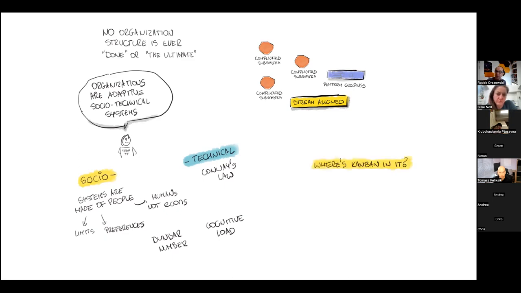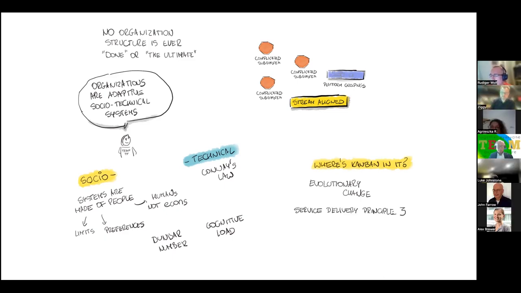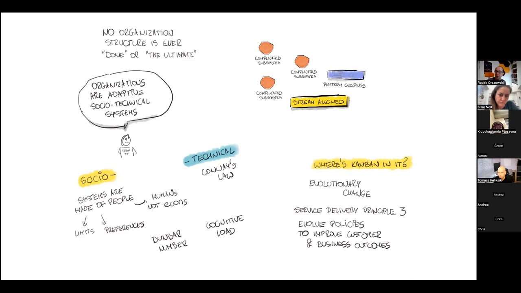So where is Kanban in it? Well, as I already said, for me, it's evolutionary change. And the second aspect of Kanban here is one of our service delivery principles, which says evolve policies and improve for customer and business outcomes. So it means that even if we build Kanban systems, if we connect Kanban systems across the organization, if the Kanban systems that we have reflect the way the organization looks now, and we feel it's, well, maybe not best, but good enough for now, it doesn't mean that it won't change, it shouldn't change. And I will talk about this change in a moment.